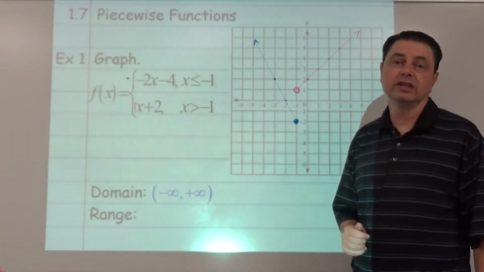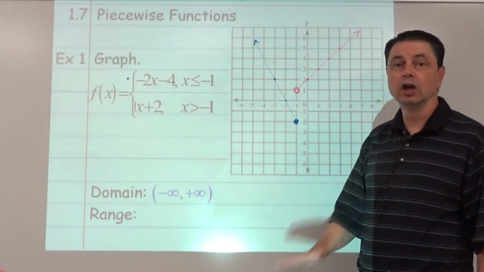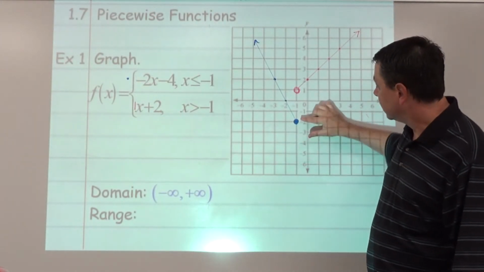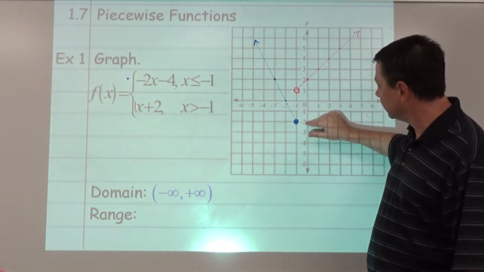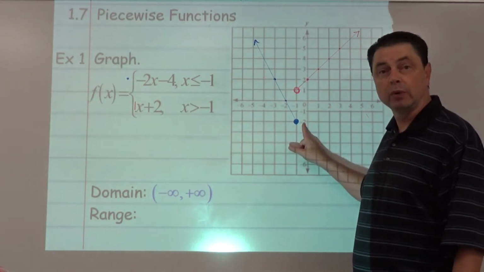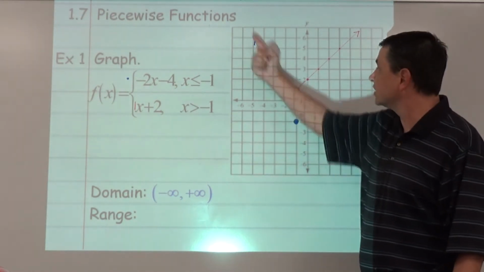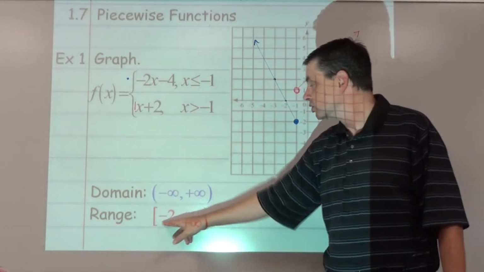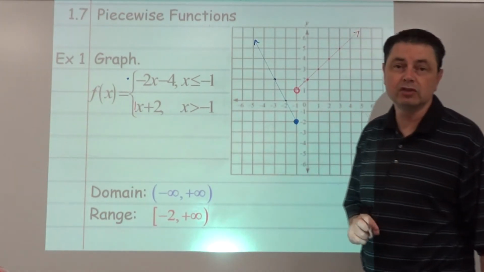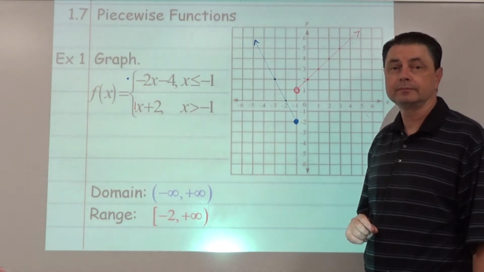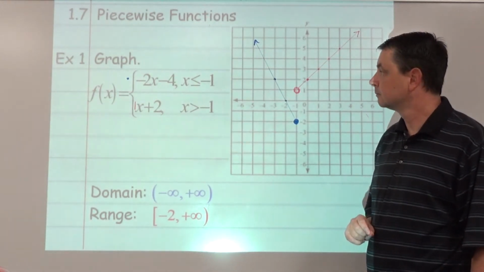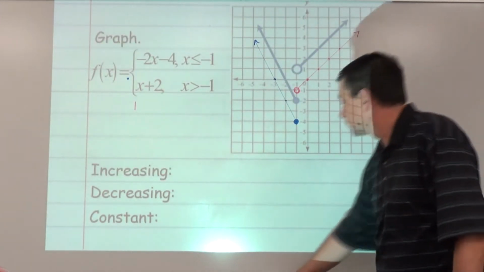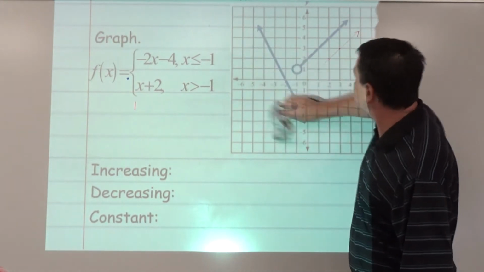Now range is y values, low to high. Here's how low we go. Go to -2. There is a closed point there, so that's going to be a bracket, and it does go up forever. So our range would be bracket -2 comma positive infinity. All right, there again is our graph.